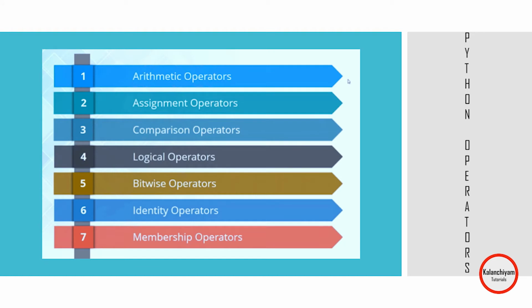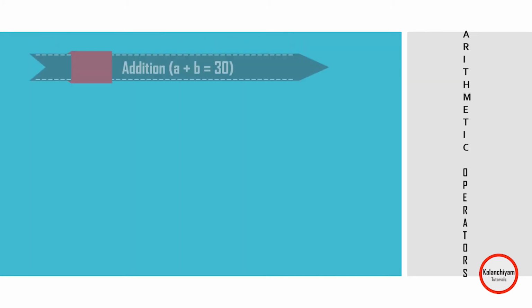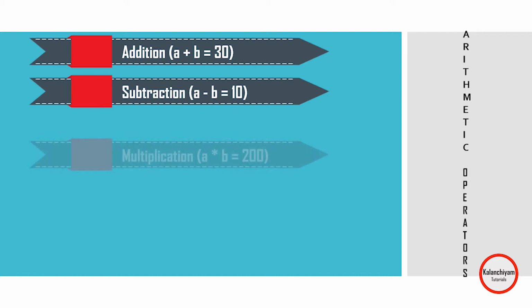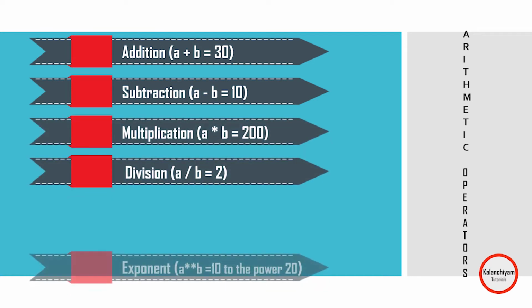In this video, we'll learn about Python operators. Python has 7 types of operators: arithmetic operators, assignment operators, comparison operators, logical operators, bitwise operators, identity operators, and membership operators. We'll learn about arithmetic operators first. Arithmetic operators are addition, subtraction, multiplication, division, modulus, and exponent.